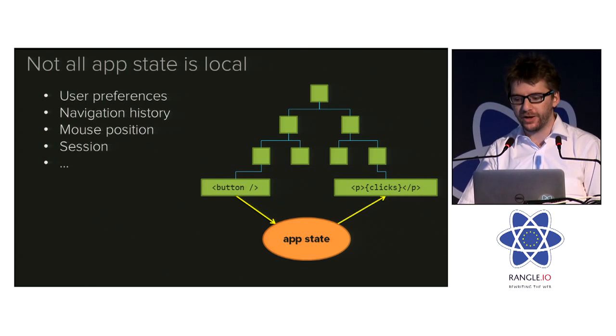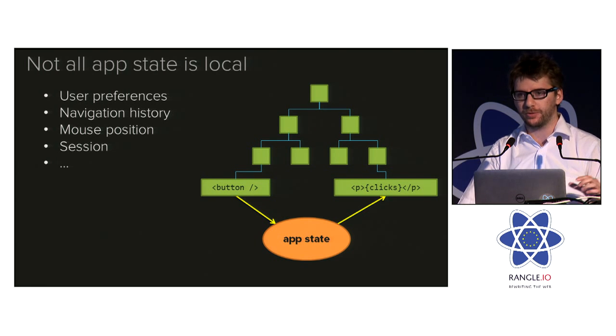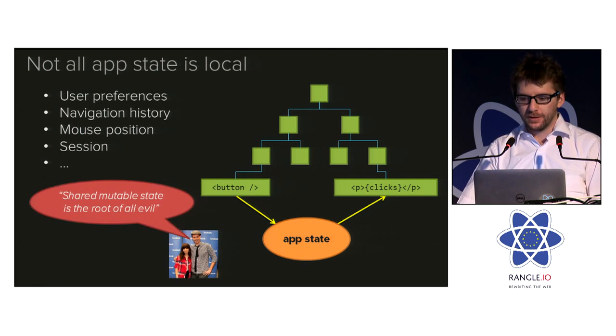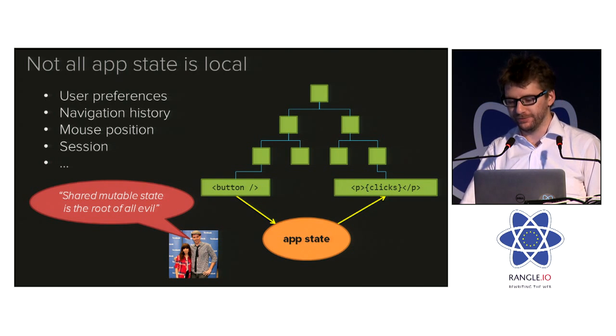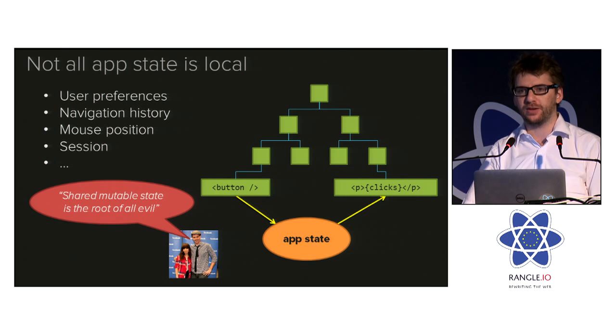For example, one could have a button in some region of the component tree, which affects a click counter in some other region of the tree. So the button component should be able to mutate the app state, and the counter component should be able to read from the app state. But as someone very clever once said, shared mutable state is the root of all evil. But since we actually need shared mutable state in real-world apps, because apps are stateful and there's nothing we can do about it, how can we manage app state so that everything doesn't blow up at scale?